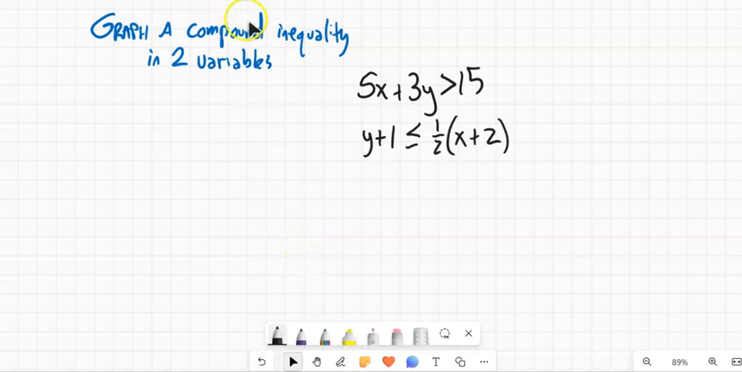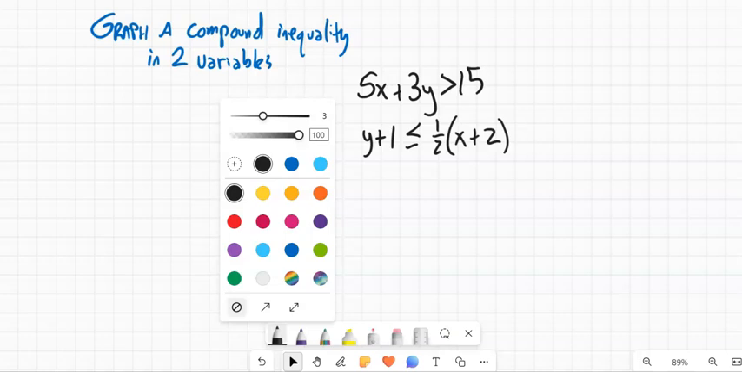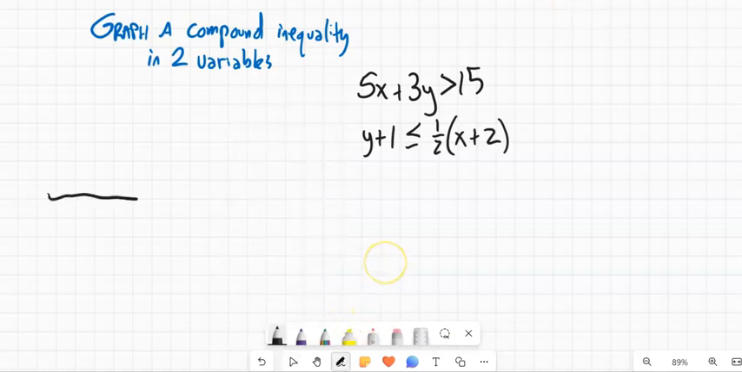Algebra 1, we're going to graph a compound inequality in two variables. A compound inequality means we have multiple inequalities, this inequality and this inequality. In two variables means they both have x and y in them. So since they both have x and y, I'm going to need a graph that has both x and y in it.